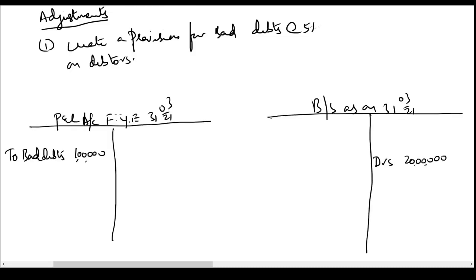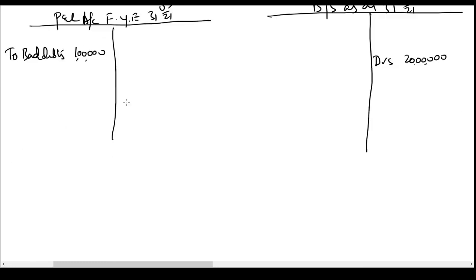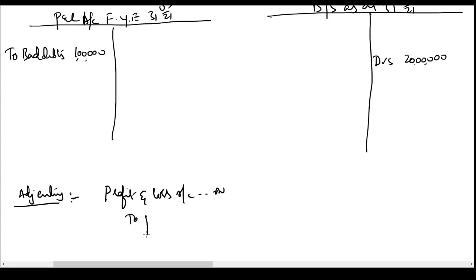Okay. Now we are asked adjustments. Create a provision for bad debts at the rate of 5% on debtors. So in our earlier video we have seen what entry we have to record for creation of provision for bad debts. So I'll pass an adjustment entry now. We have to set aside some profits to create a provision for bad debts. So the entry would be profit and loss account debit to provision for bad debts.